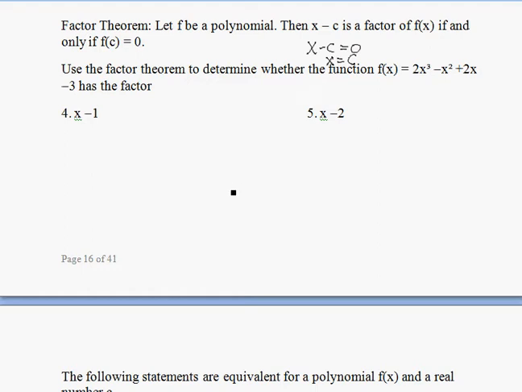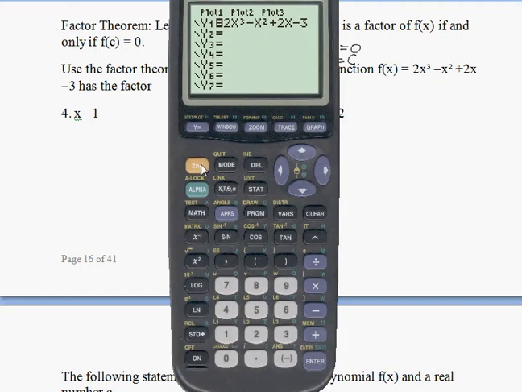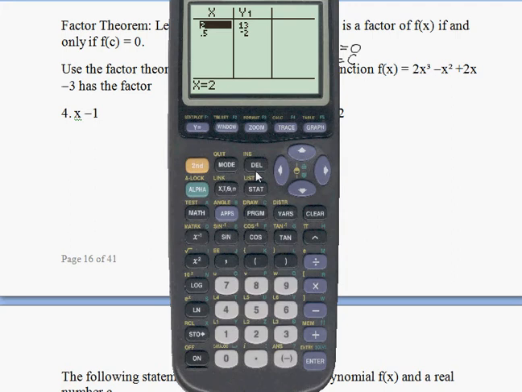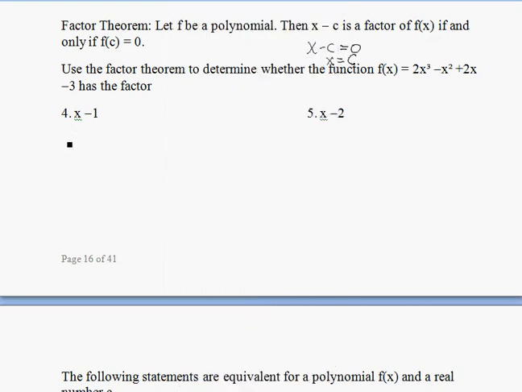So let's plug it into the graphing calculator. I plug the function in. I'm going to go back to table. I'm going to get rid of this value here and this one here. It says, is x minus 1 a factor? Well, that means we plug in 1, not negative 1, and we got 0. So that means f of 1 equals 0, and therefore we can conclude that x minus 1 is a factor of f of x.